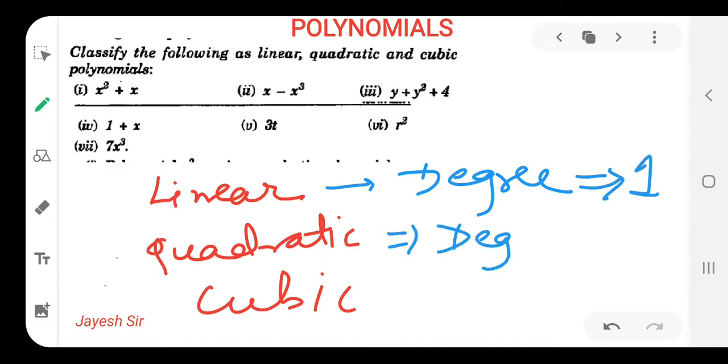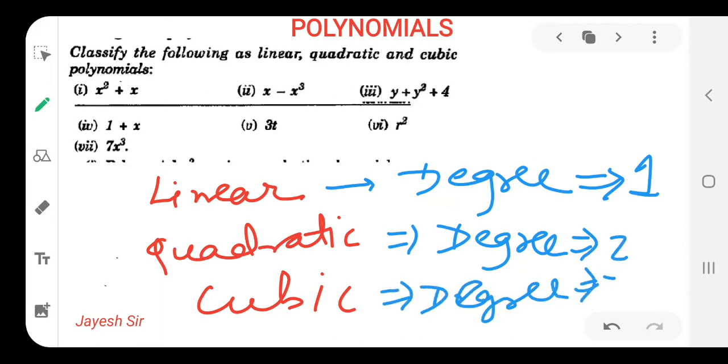If the degree is 2, then it is quadratic, and if the degree is 3, then it is cubic. I hope you all have understood. Then I am repeating again. In a linear polynomial, if the power or degree has value 1, then it is a linear polynomial. Suppose its degree is 2, then it is a quadratic polynomial. And if its degree is 3, then it is a cubic polynomial. I hope you have understood the concept.